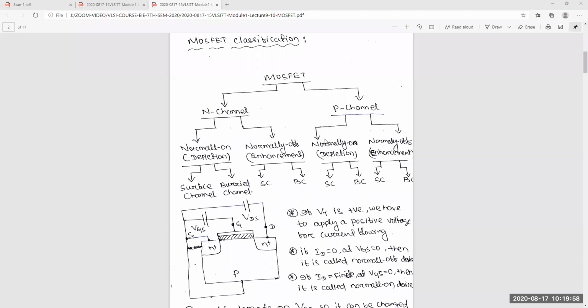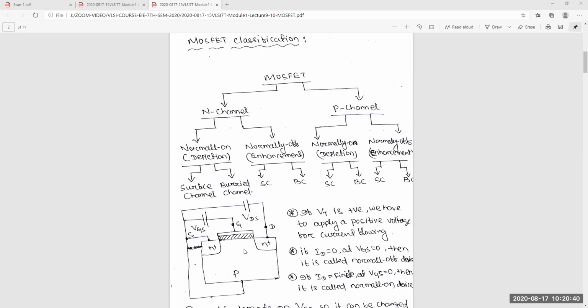So if the channel forms with a positive voltage, that means the threshold voltage is positive. Yes or no? Yes, sir. If you give a positive voltage, the channel will form, and with source and drain there, current will flow from drain to source. For that case, this is a normally off device. If you give 0 voltage, it's off, no current. If you give a positive voltage, then current will flow.